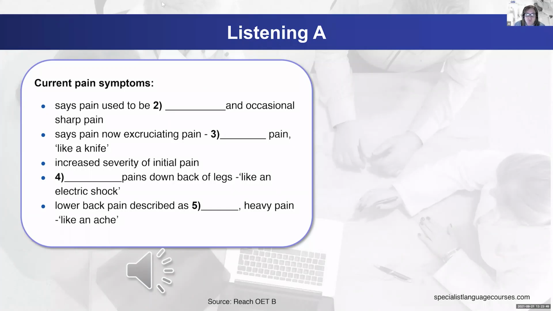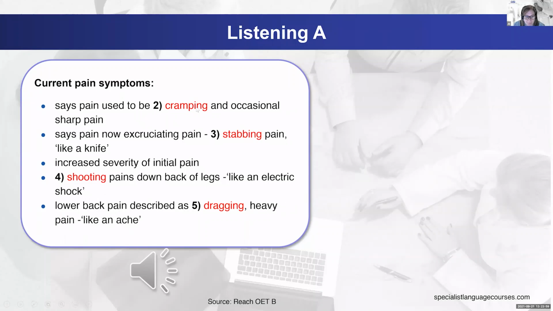Okay, and if you don't know or miss the answer, I think at the end it's always good to make a guess. You never know. Let's have a quick look at the answers. So here we've got cramping, then stabbing, shooting, and dragging pain.